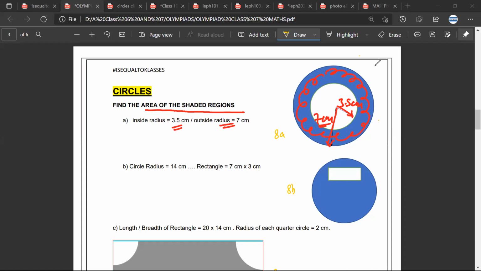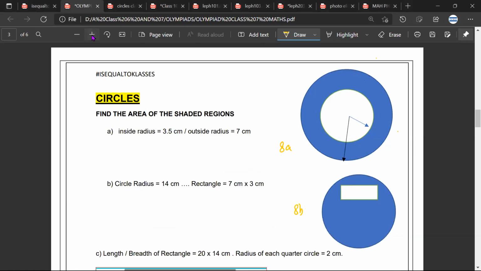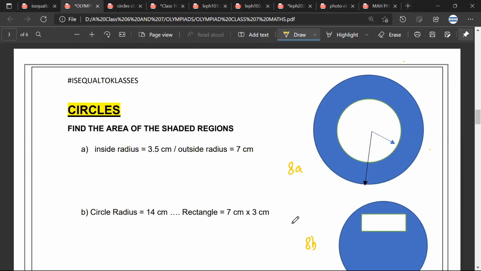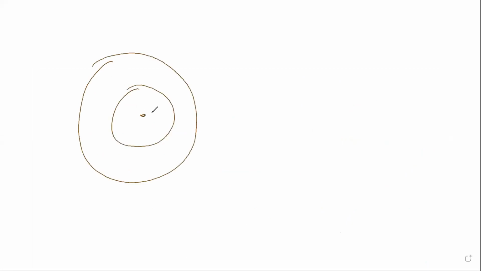So the radius of the outer circle will be R1 and the radius of the inner circle will be R2. So the area of the outer circle will be pi R1 square. So 3.14 into 7 into 7. So the answer will be 153.86 centimeters square.